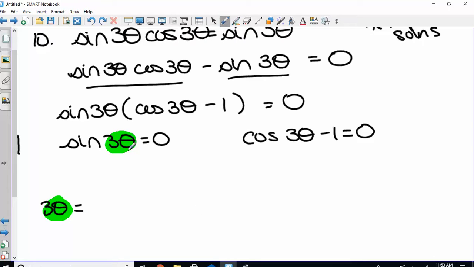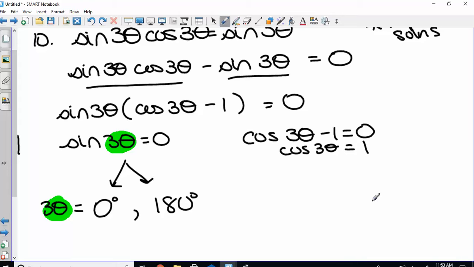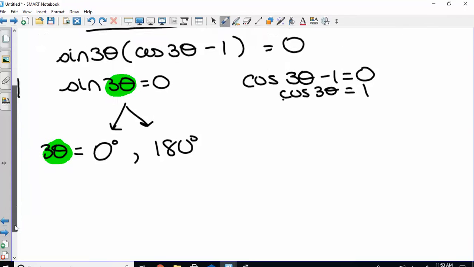So sine is the y on the unit circle. When is that 0? 0 degrees and 180 degrees, so this gave me both of those answers. This says cosine 3 theta is equal to positive 1. When is cosine 1? Right, 0 degrees, because cosine is the x. X is 1 at 0 degrees. Since I already have it, I don't have to list it again. So I have 2 answers.